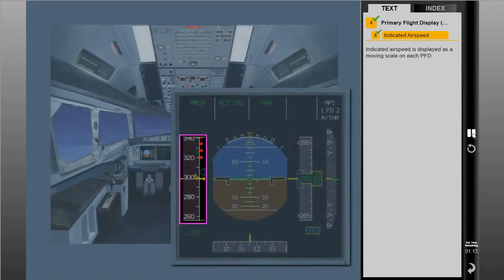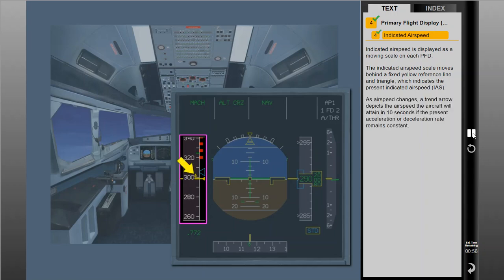Indicated airspeed is displayed as a moving scale on each PFD. The indicated airspeed scale moves behind a fixed yellow reference line and triangle, which indicates the present indicated airspeed, or IAS. As airspeed changes, a trend arrow depicts the airspeed the aircraft will attain in 10 seconds if the present acceleration or deceleration rate remains constant.